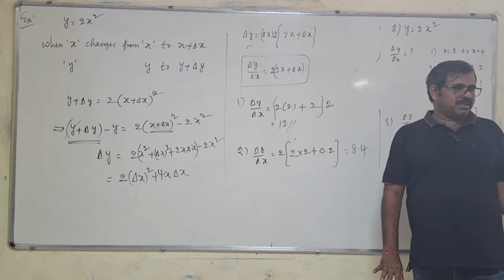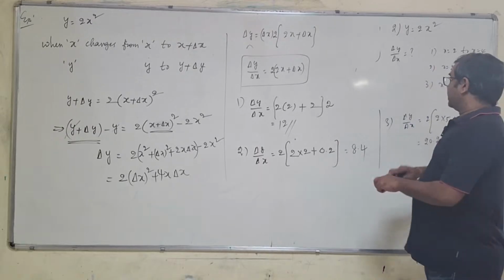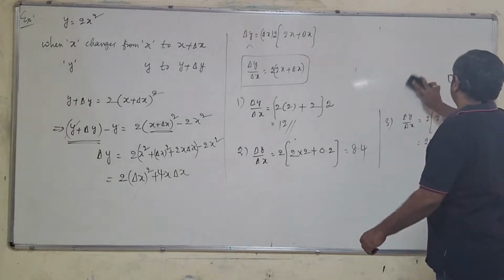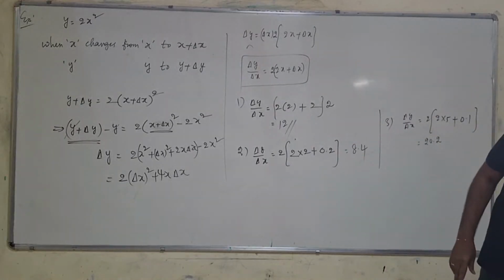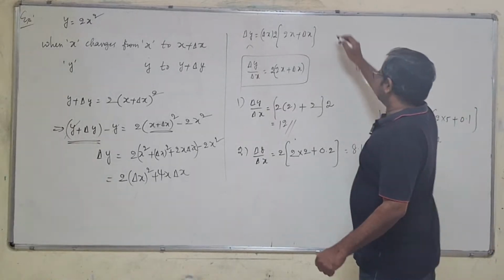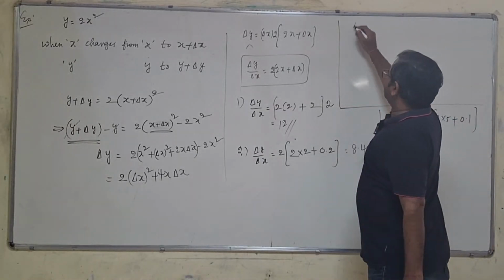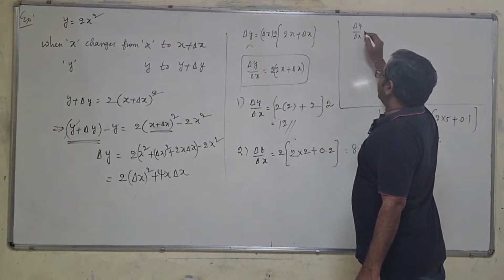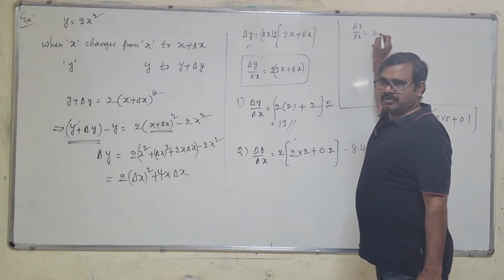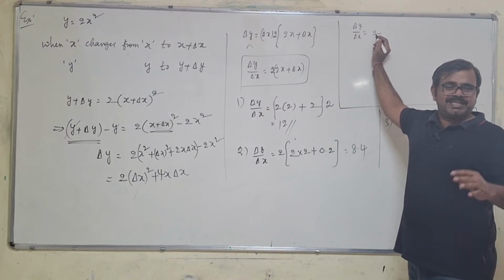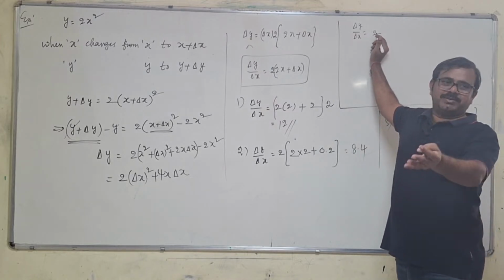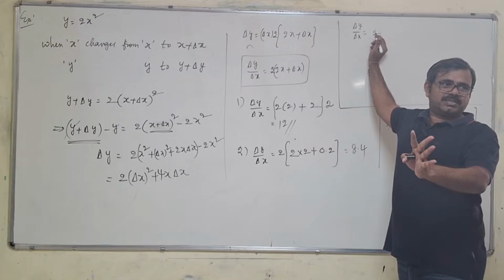You understand what I'm saying? So for different ranges of values of x, you are getting different rates of change in y with respect to x. In the previous example, for all the ranges, what did we get? Delta y by delta x is equal to a constant. In the previous case, the rate of change in y with respect to x is constant.